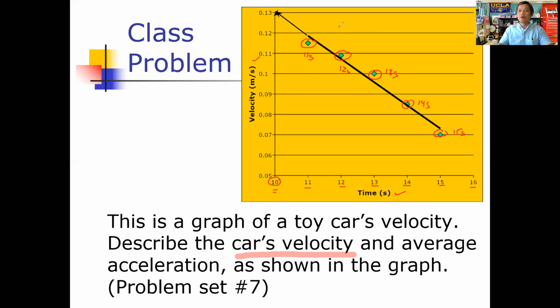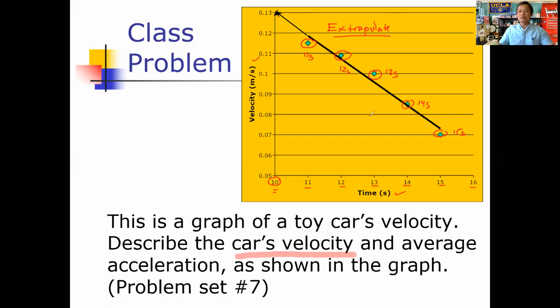We find that out by what we call extrapolating. We take the graph and we move it backwards, or we extend it. When we extend this graph backwards, and this is what we can do with graphs, which we cannot do with just numbers, we can predict what the velocity was at 10 seconds.